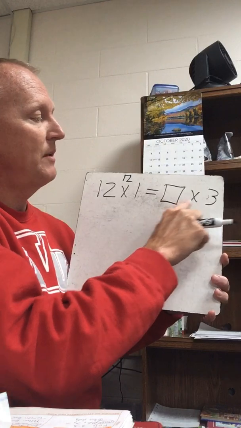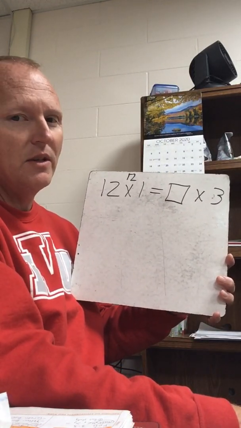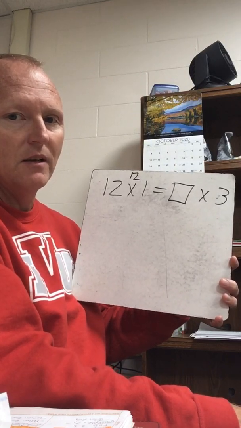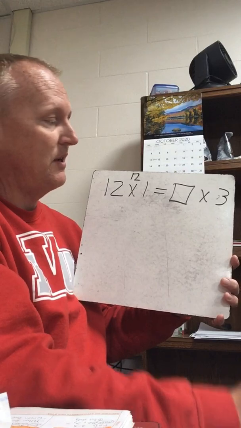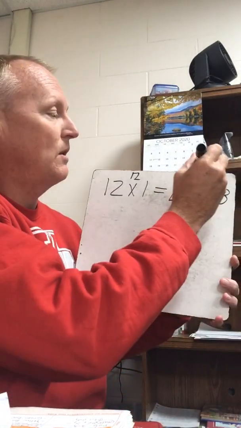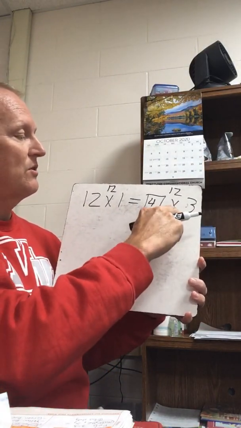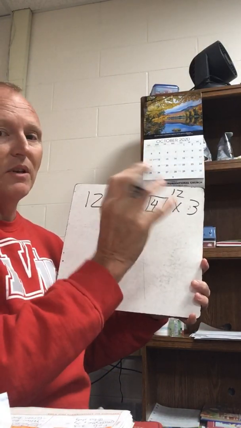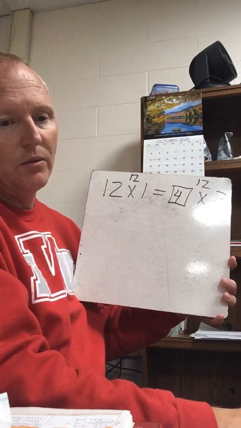So what do you multiply times 3 that would make it equal 12? 5 times 3? Nope, that's 15. 2 times 3? No, that's 6. How about 4 times 3? Yep. 4 times 3, that does equal 12, doesn't it? So now we've turned our number sentence into an equation. 12 equals 12. It's completely equal. It's balanced.